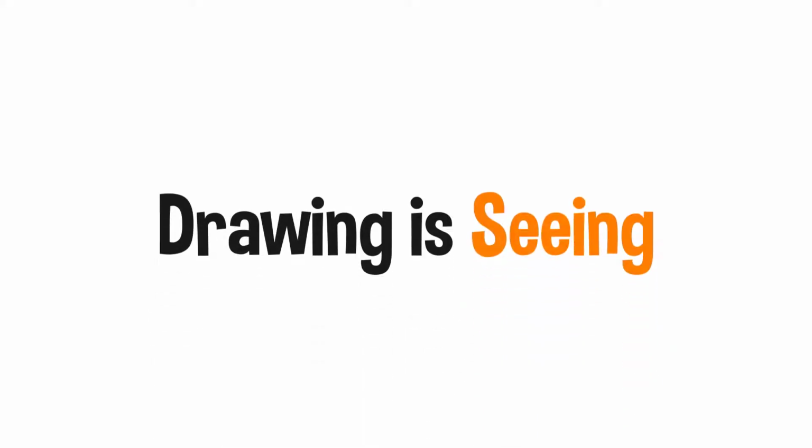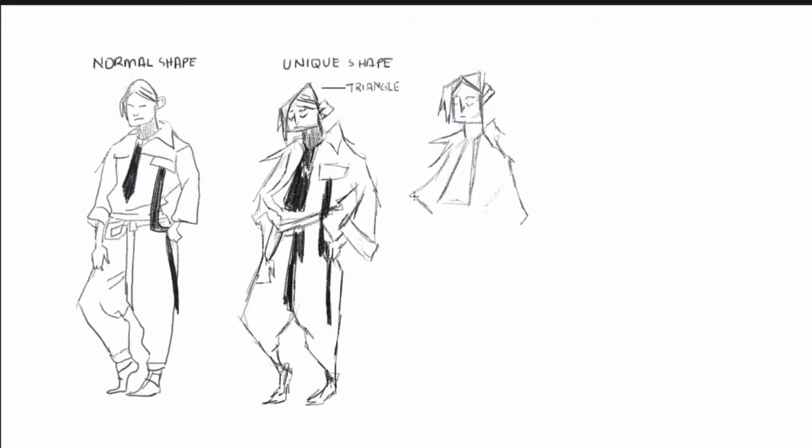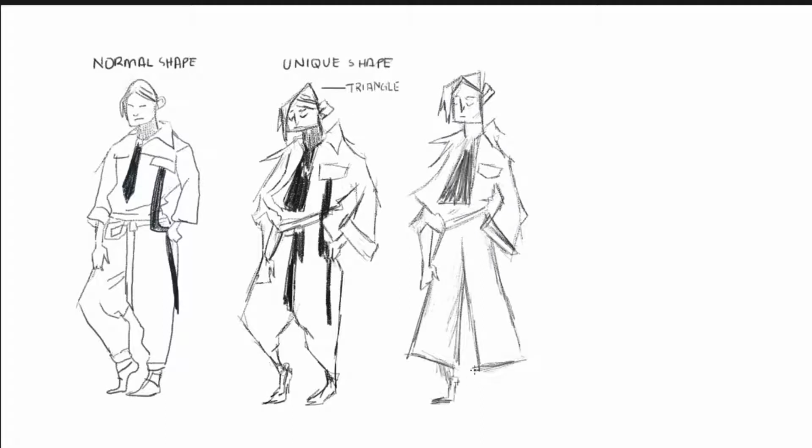So let's talk about seeing. What is drawing? Drawing is seeing. It is not about getting a paper and a pencil and starting to draw, but you start observing what you are seeing and draw it on paper. When observing, you are asking yourself questions, like what kind of shape it is. Is it a triangle, square, rectangle, circle, oval?